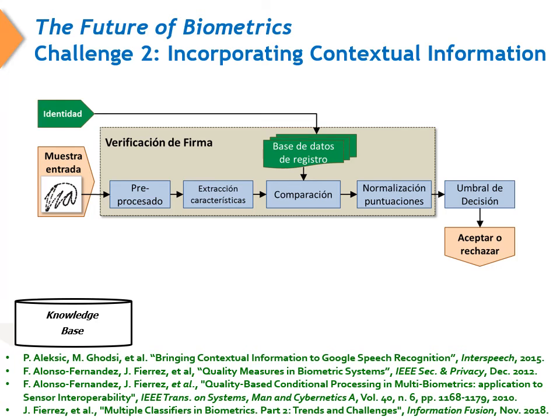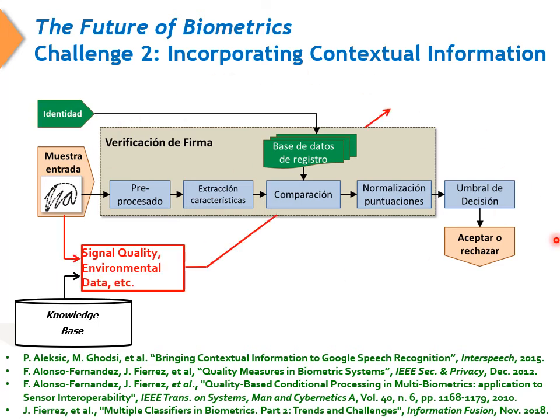Second thing is incorporating contextual information. Assume we have the system. The system was designed using a knowledge base. Now we have a system in operation. So it's very important in many practical applications of biometrics to have a module that is continuously estimating the input quality and environmental conditions, let's say illumination, temperature. So we are analyzing the environment and the input signal quality, like for example in fingerprint, the NFIQ, the NIST Fingerprint Image Quality.